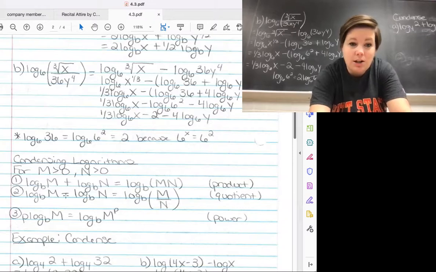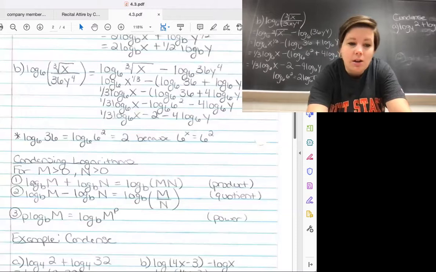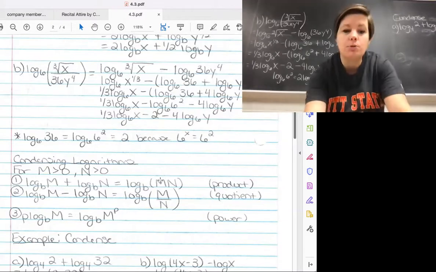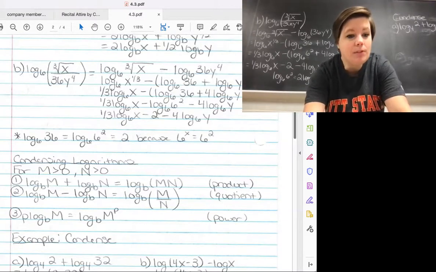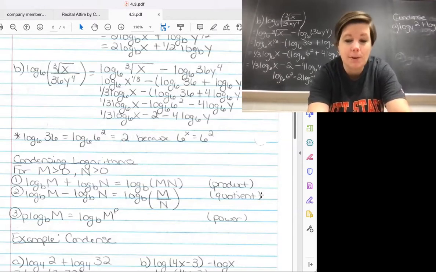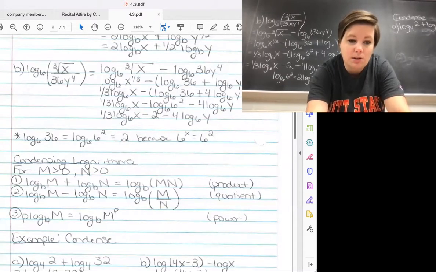So these condensing logarithms, these rules, they're the same rules you've already had. They're just written in the reverse order. So if you have log base b of m plus log base b of n, you can condense those, or combine them together using the product rule, to where you have log base b of m times n. Same thing for number 2. Log base b of m minus log base b of n equals log base b of m divided by n. That's your quotient rule. You combine them together using division. Then if you have p times log base b of m, so some constant times the log, that's the same thing as log base b of m to that power.